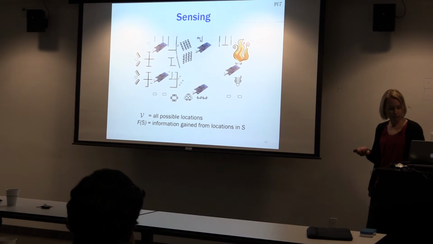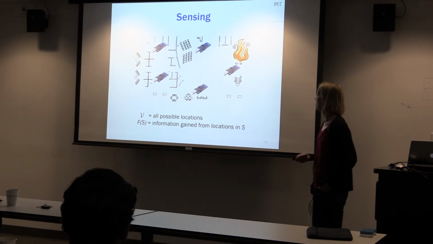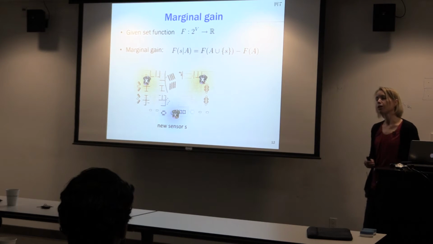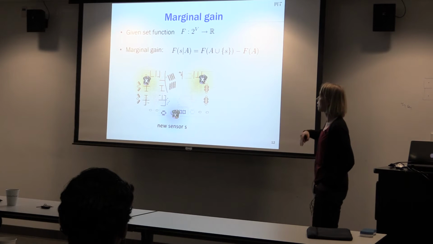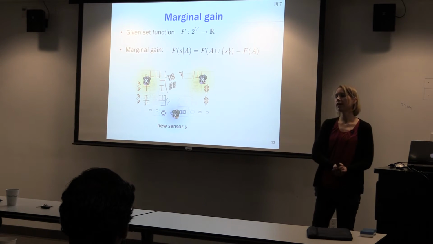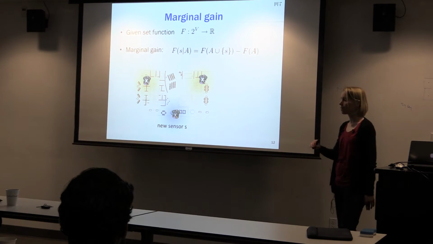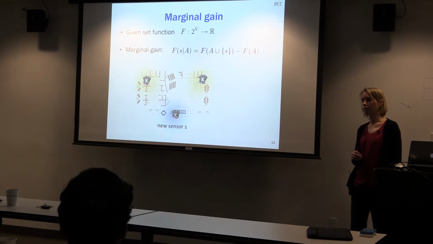So this information function has a useful property, and the property is characterized by what we call the marginal gain. What's the marginal gain? It's simply the quantity by how much my function value increases if I add another sensor to my set. Say I have these 2 sensors, and a new sensor is coming in. How much does my function value increase by adding this new element?